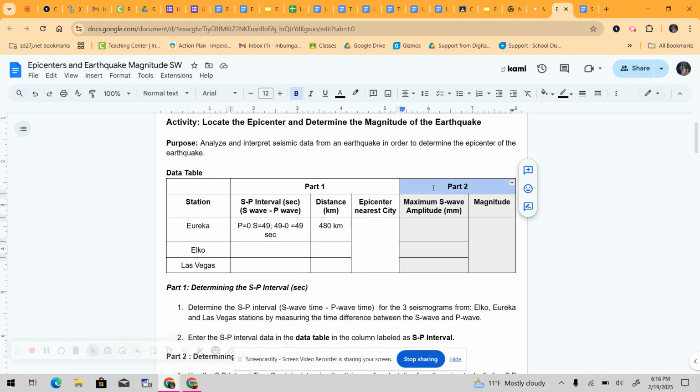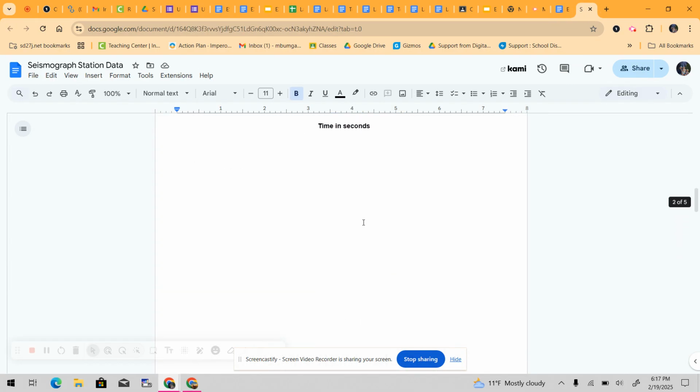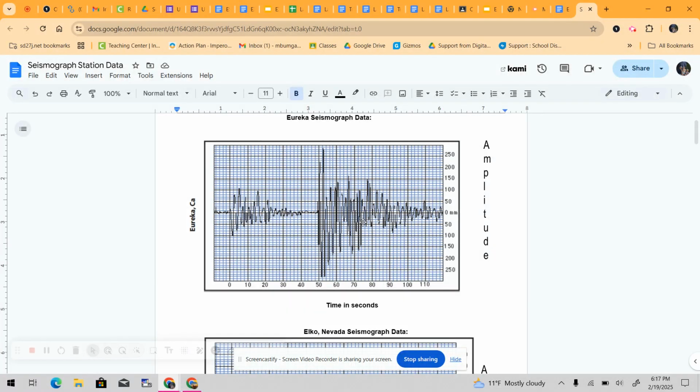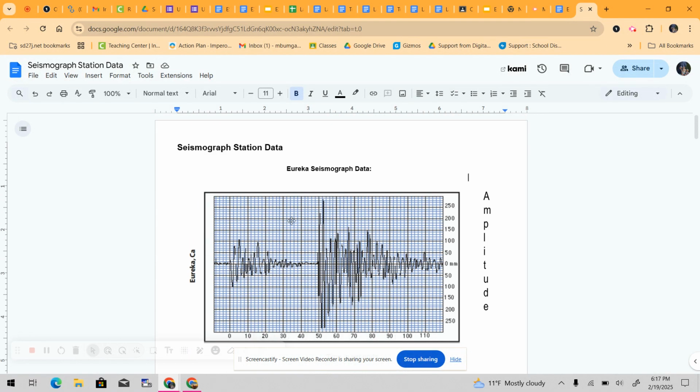So for part 2, we're looking for the magnitude of our earthquake. In order to find the magnitude of our earthquake, we're going to need to go back to our seismographs. So those are the first graphs from Eureka, Elko, and Las Vegas at the beginning. Here we're looking at amplitude. Your amplitude is read on the Y of your graph.